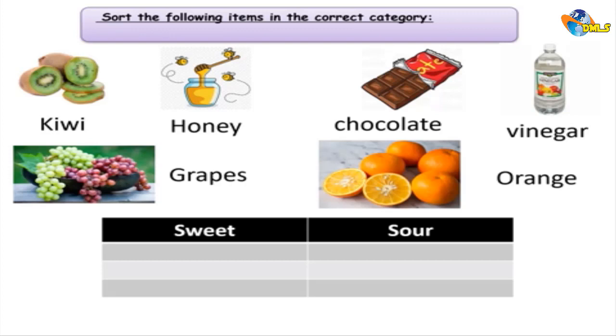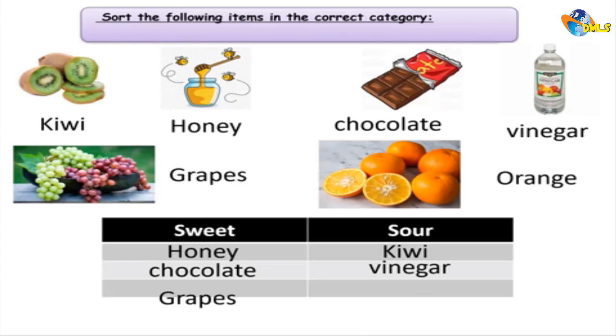Okay, let's answer it together. Let's start with number 1, kiwi. Do you think kiwi is sweet or sour? Kiwi is sour. And honey? Honey is sweet. Yes. Chocolate? Sweet. Vinegar? Vinegar is sour. Grapes? Sweet or sour? Sweet. And last one, orange is sour. Yes. Okay. Our next picture.